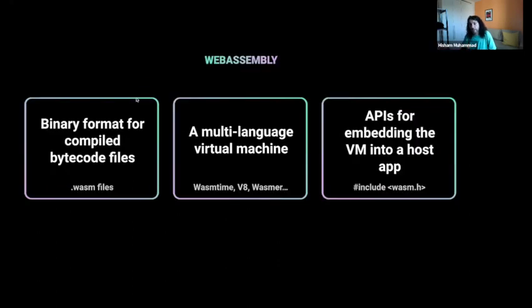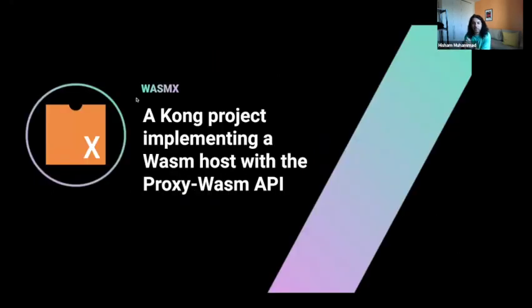The APIs for embedding VMs into a host app means that you get a C library, like wasm.h or something, that will allow us to take this virtual machine and embed it inside a host application. And the host application for us is, next slide, please, WasmX, which is our Nginx module that implements a Wasm host. And then it exposes to the programmer a proxy-wasm API. So let's move into that.